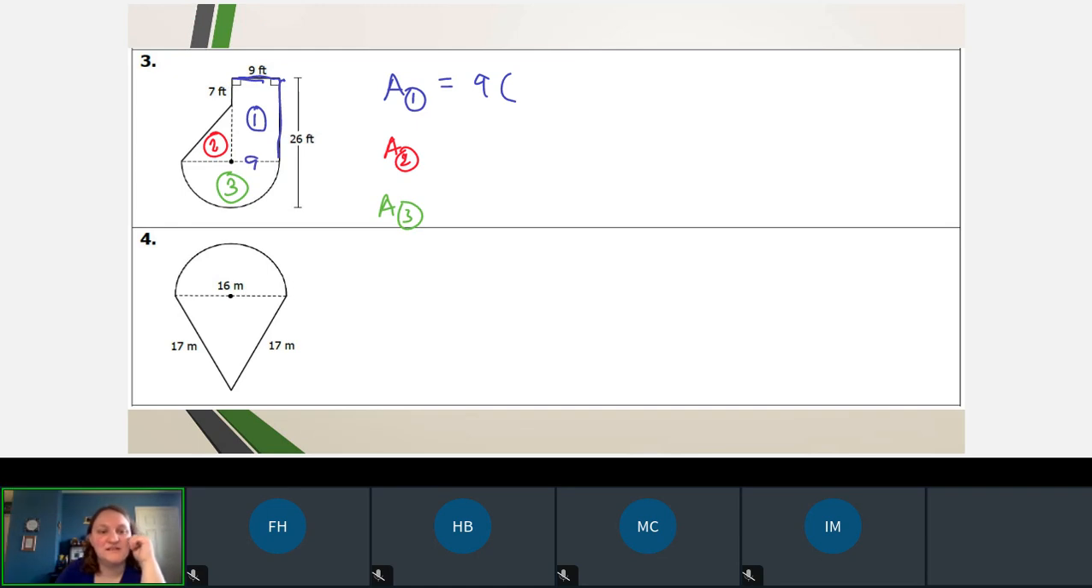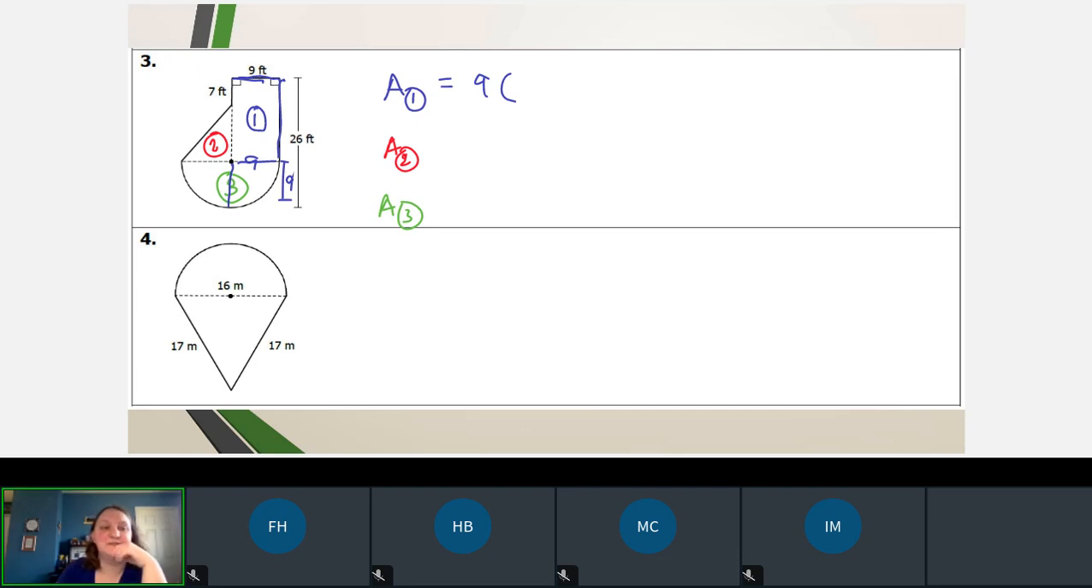Well, that's the radius of that semicircle, and every radius in a circle is equal. Yeah, Lydia's got it. So that means this length is also 9. So if this is 9, then we can figure out the length of that rectangle.